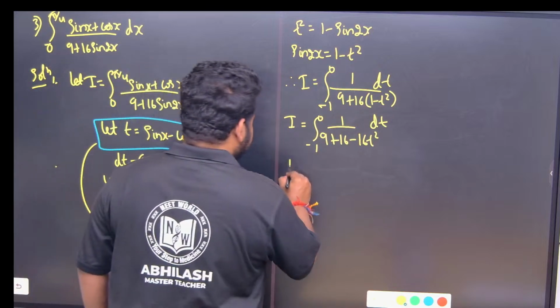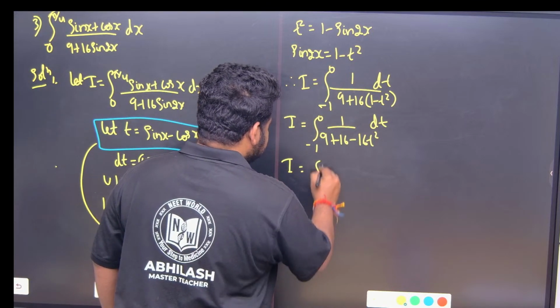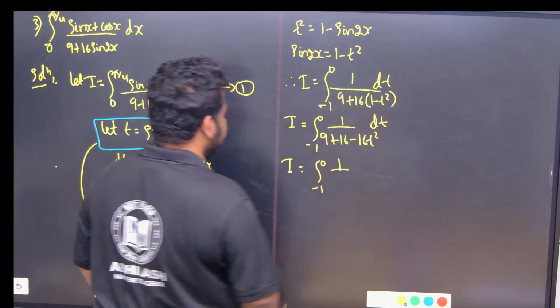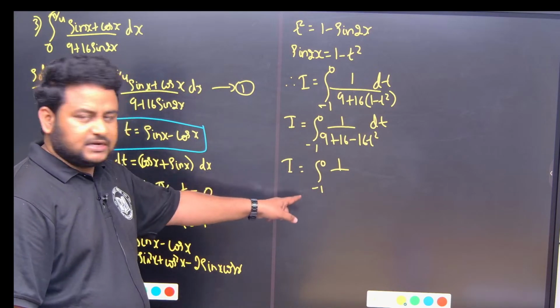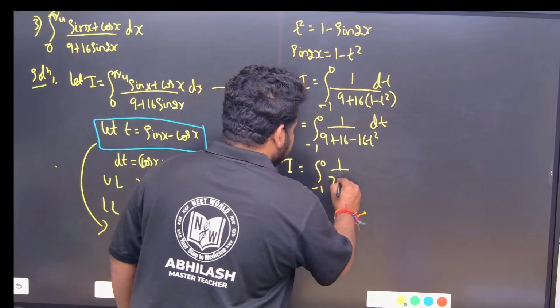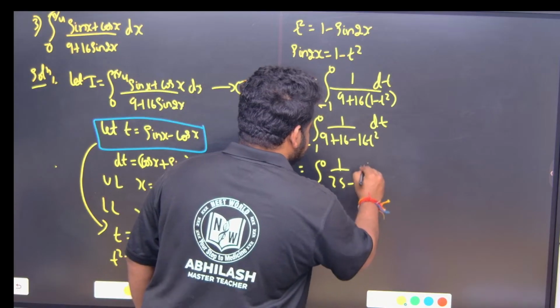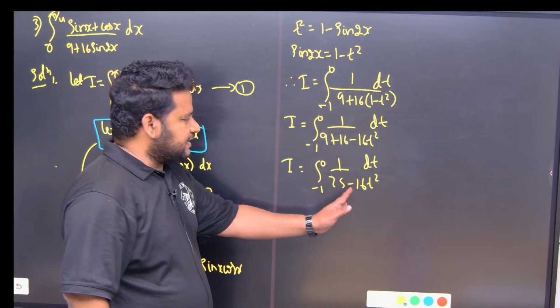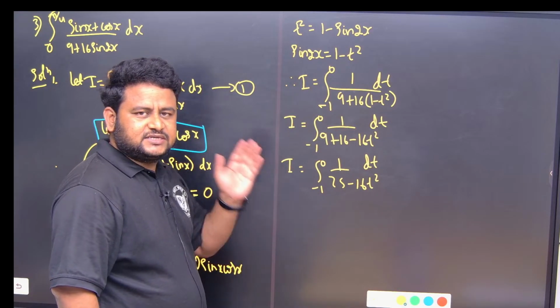So this will become what? Minus 1 to 0. Okay, what is this I have? So see here, I is equal to the integral from minus 1 to 0 of 9 plus 16, that is 25, minus 16 t square dt. Now what can I do? I can take 16 outside. If I take 16 outside, what will I have?